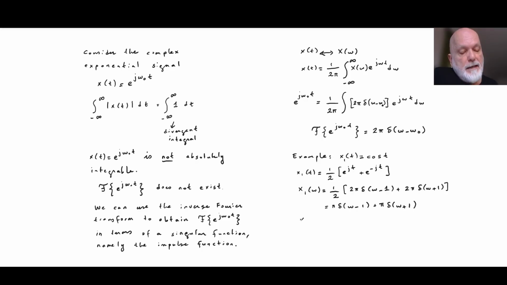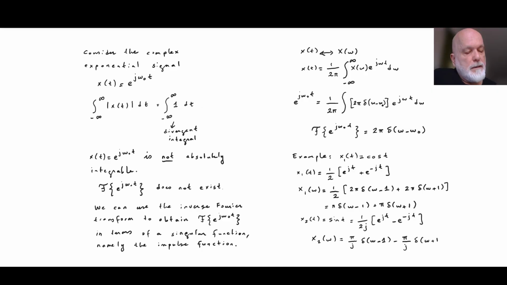Similarly, x2 of t is, for instance, sine t. So it can be written as 1 over 2j [e to jt minus e to minus jt]. So x2 of omega is pi over j delta of omega minus 1 minus pi over j delta of omega plus 1.